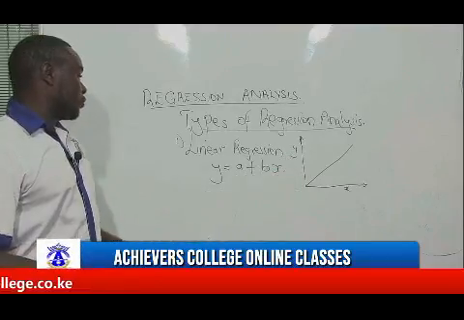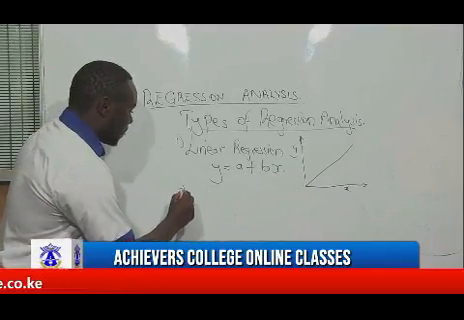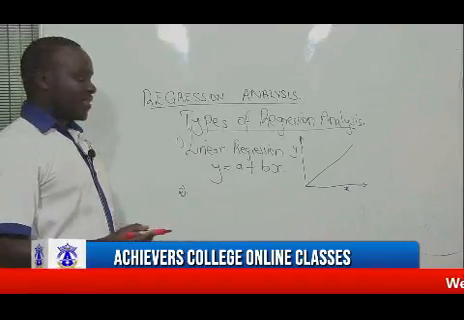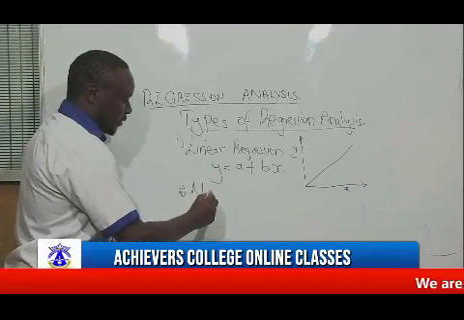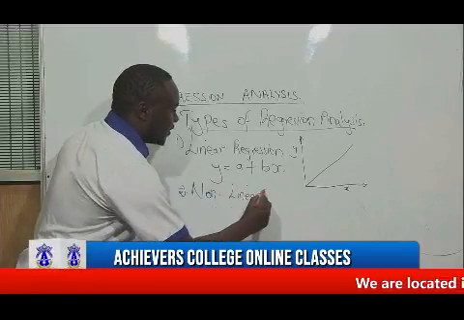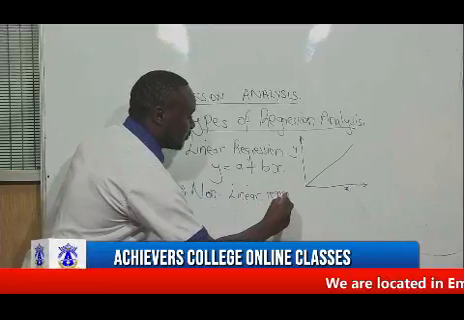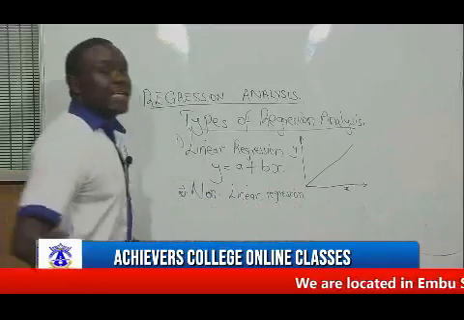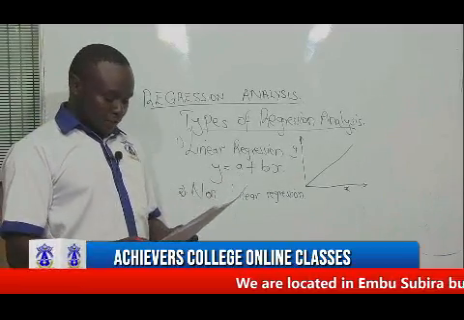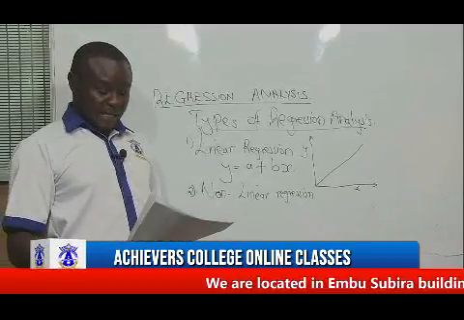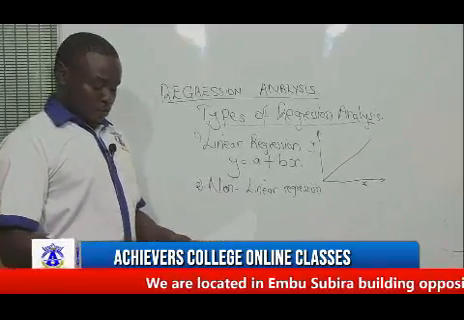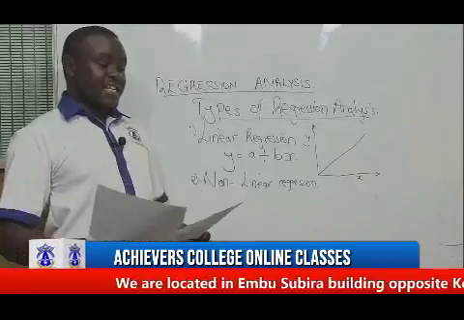So the number 2 type of regression is what we call nonlinear regression. Nonlinear, we are saying it implies a non-straight-line relationship.